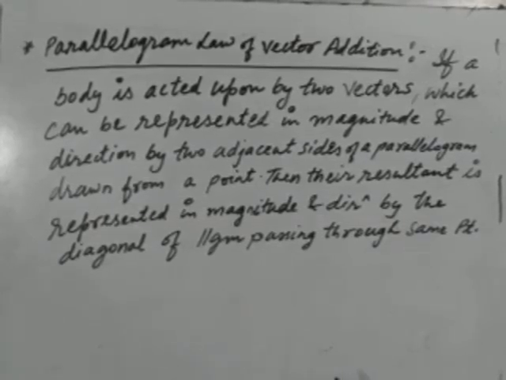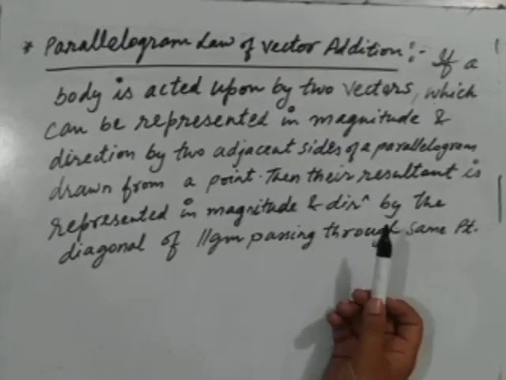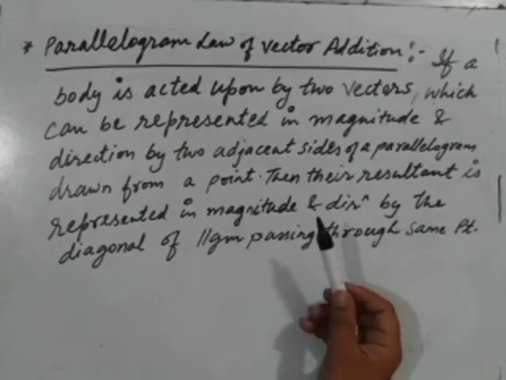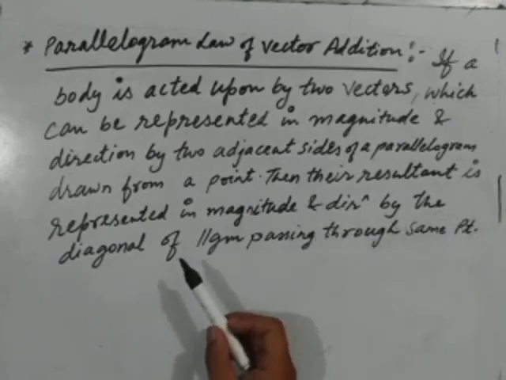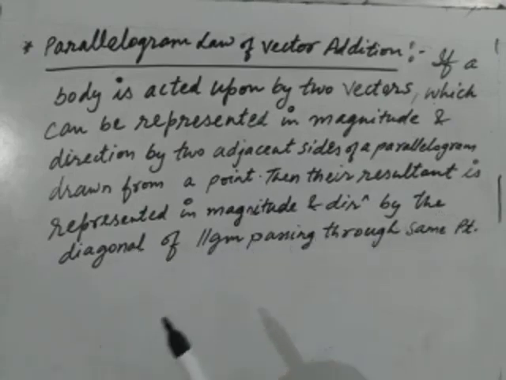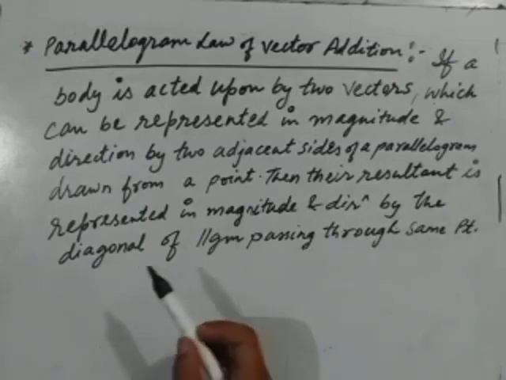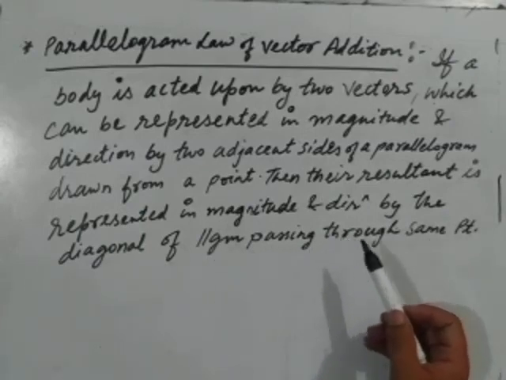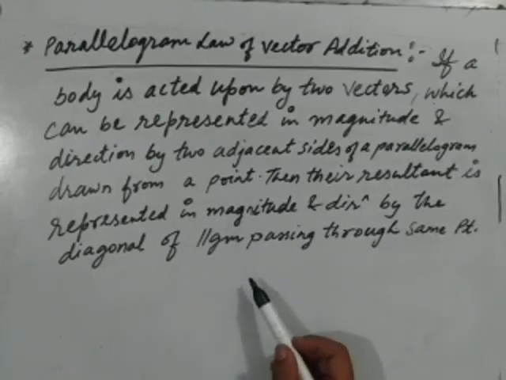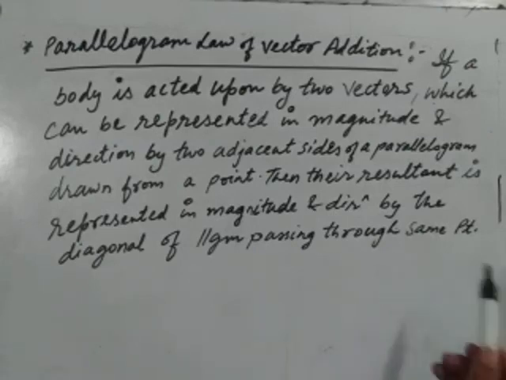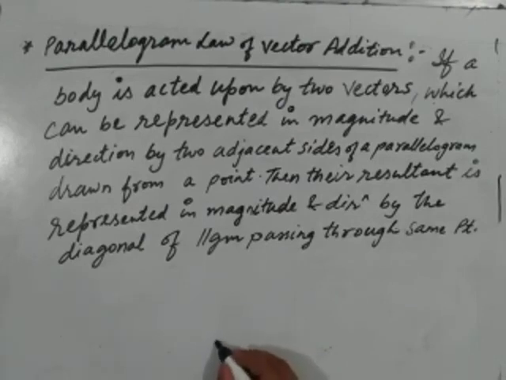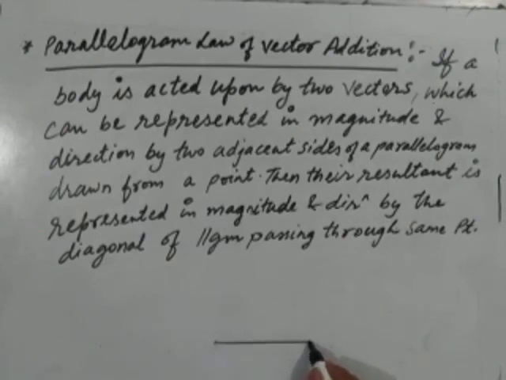If a body is acted upon by two vectors which can be represented in magnitude and direction by two adjacent sides of a parallelogram drawn from a point, then the resultant is represented in magnitude and direction by the diagonal of the parallelogram passing through the same point. That means if this is the point at which the two vectors are acting, such that one vector is this and another vector is this.